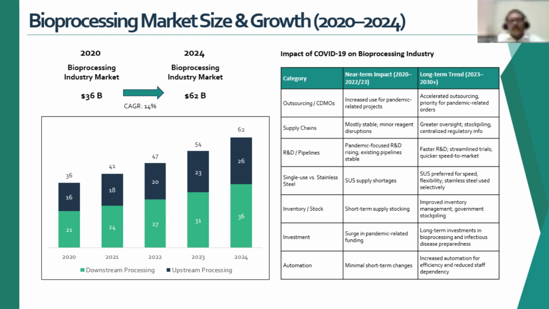So to understand the overall market for bioprocessing, the market is around 62 billion in 2024, which has grown with a CAGR of 14 to 15% from 36 billion in 2020. In 2024, the upstream market is around 26 billion and the downstream market is around 36 billion.